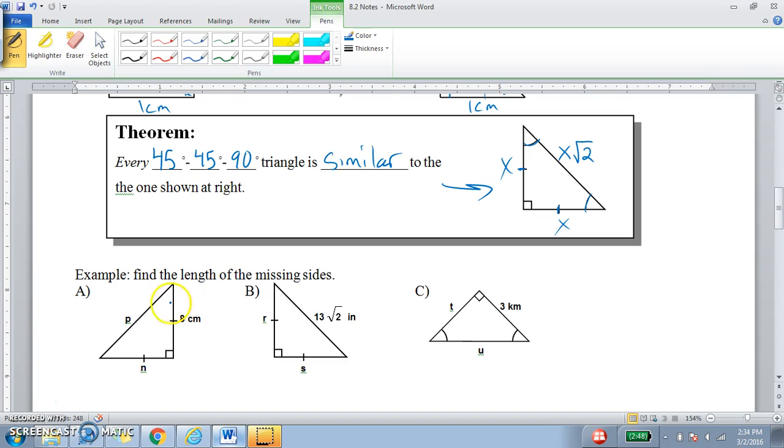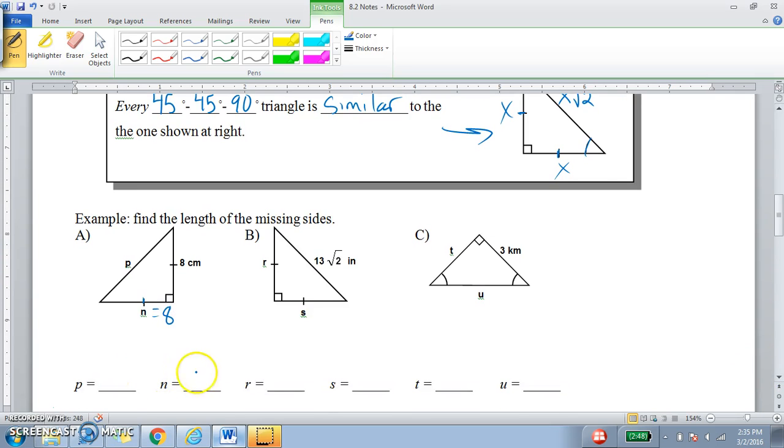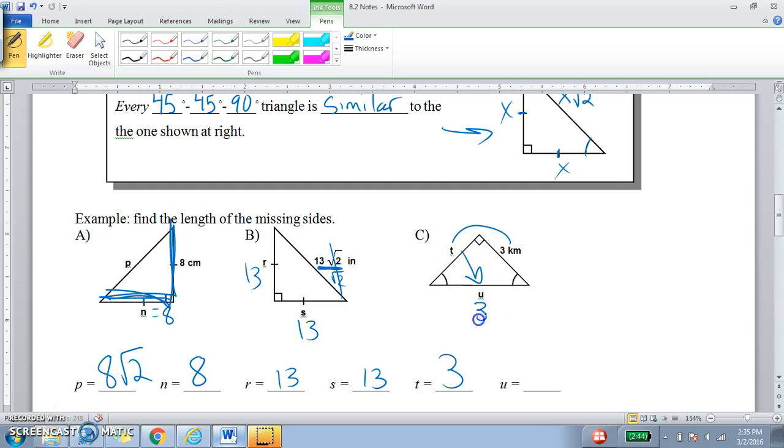So if I have this triangle down here, if this piece is 8, this piece with the other tick mark on it is also 8. So n is 8, and p is now just 8 root 2. I just take whatever these legs are, multiply it by root 2 to get the hypotenuse. Going backwards, if I have the hypotenuse, I would just take away or divide by the root 2. So then it's going to go away, and each of these pieces is 13. Same thing as the first one. If this is 3, t is also 3, and then the hypotenuse is 3 root 2.